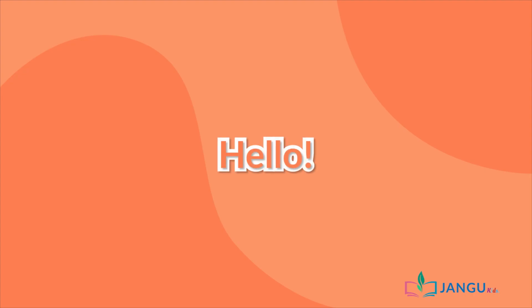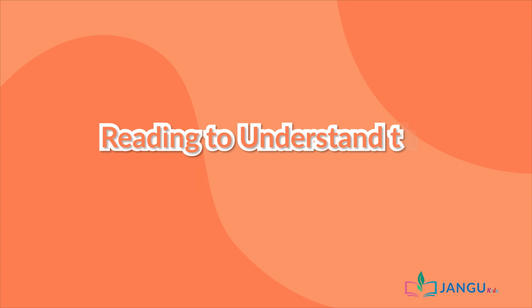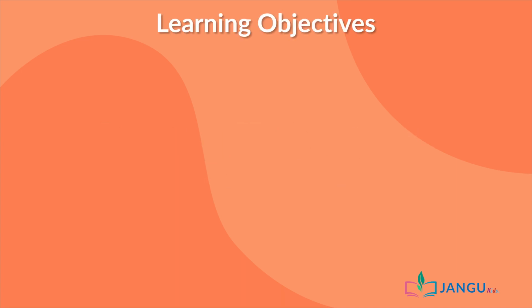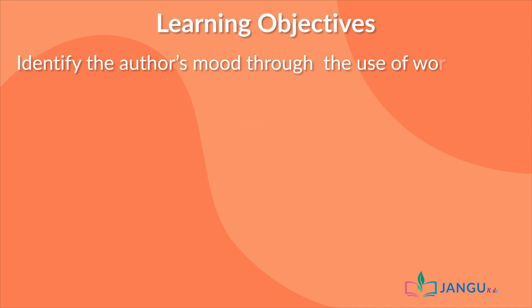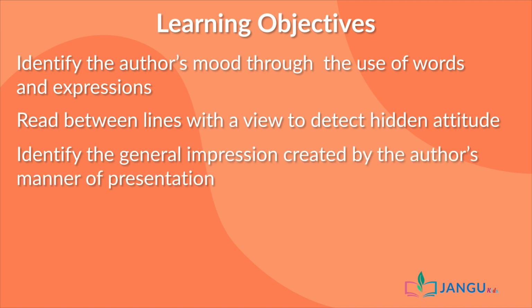Hello! Today's topic is reading to understand the author's mood. At the end of the lesson, you should be able to: 1. Identify the author's mood through the use of words and expressions. 2. Read between the lines with a view to detect hidden attitude. And 3. Identify the general impression created by the author's manner of presentation.